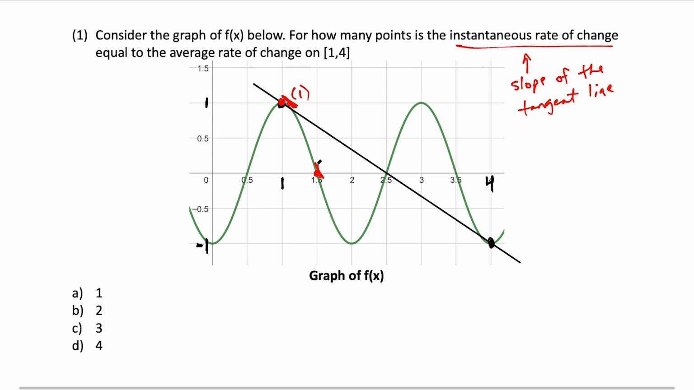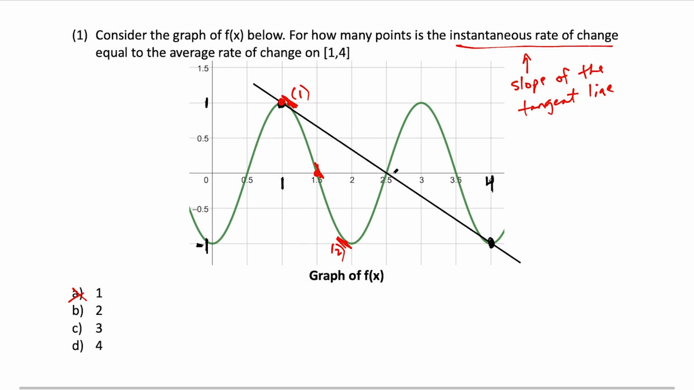And at about this location here is when we're dropping really fast. But then as we start to turn here, the slope becomes less steep and starts to flatten out when it gets here. So at about this location here is the second time that the slope of the tangent line is going to match the slope of the secant line. So far we have 2. So this one is out.